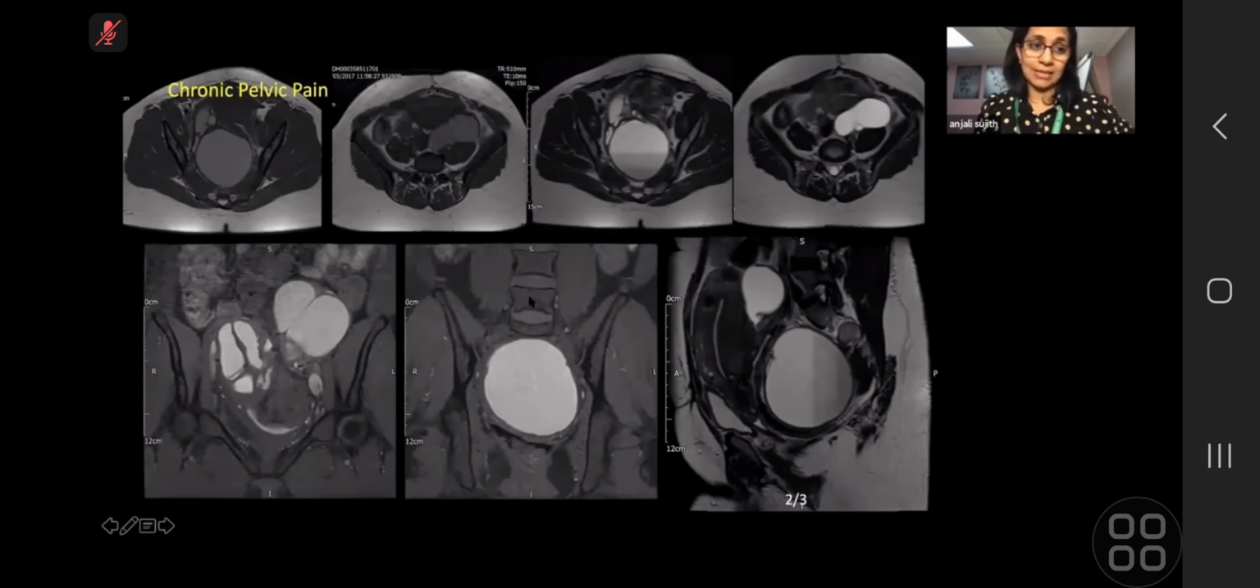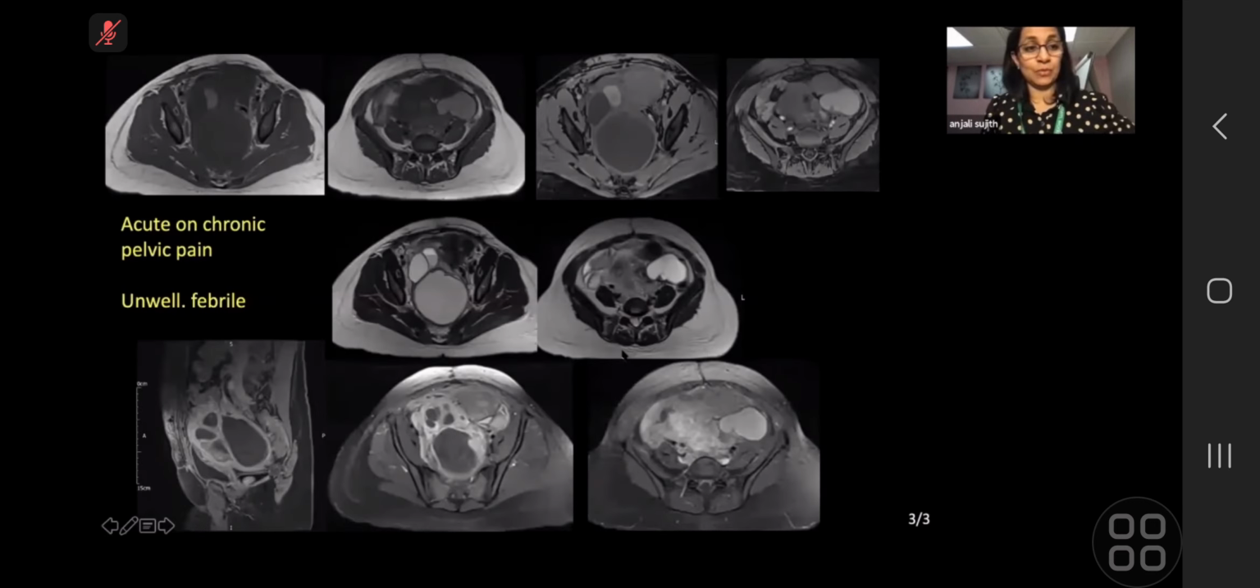This is a lady who has known endometriosis, bilateral endometrioma. You can actually see a hematosalpinx component on the right side. She presented with acute or chronic pelvic pain. She was very unwell and febrile. So can you describe the findings? We already know that she has known bilateral endometrioma and a small hematosalpinx on the right side. Maybe you can describe the bottom 2 images. These are post-contrast images.